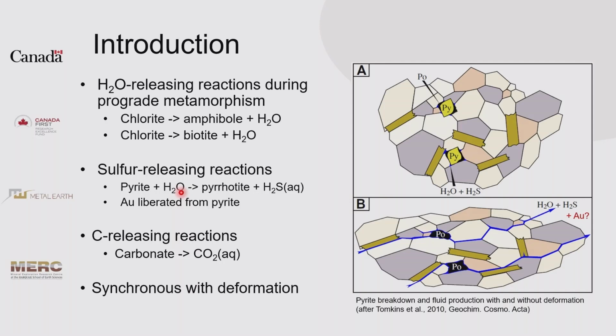And then the sulfur is going to be quite important here. There are 2 reasons for this. The first is that a lot of people believe that we need to have sulfur in the fluid to bind as an HS aqueous species with gold to liberate it. And also the sulfur-releasing reactions have to do with the breakdown of the sulfide phases, which, as Diogo demonstrated, is where we have the gold hosted.